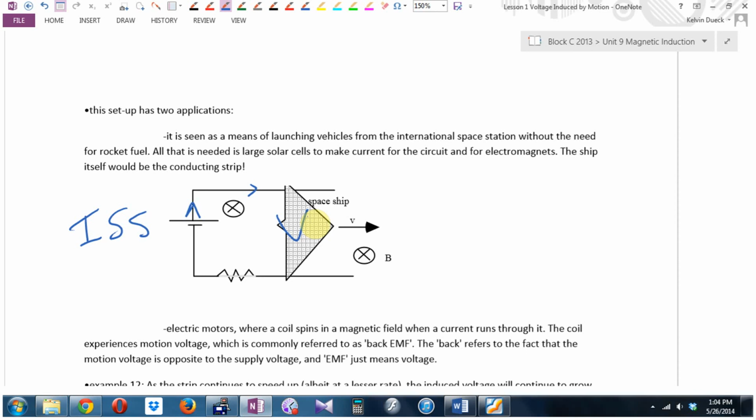Hey, which way will this ship feel a force? To the right. It'll launch. No need to fire a rocket close to the ISS. Good. Now, if you can't bend that way, rotate your paper 90 degrees.